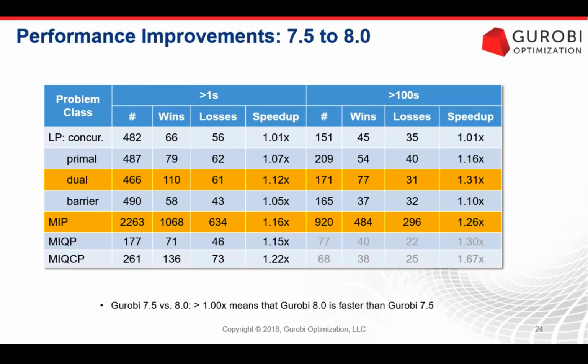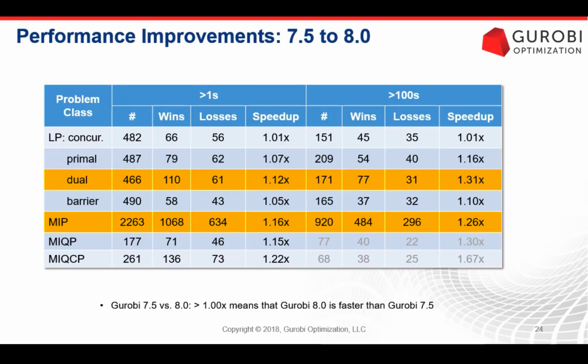Your reaction to this may be, well, how is it possible that the new version is slower on some models? This is just the nature of math programming. No matter what change you make, some models are going to get faster and some are going to get slower. If you insist that every change has to improve performance on every model, we wouldn't be able to make a single change to the product. So some models got faster, some models got slower, and on average, the dual simplex solver in version 8.0 is 12% faster, 1.12x faster than the dual simplex solver in version 7.5.